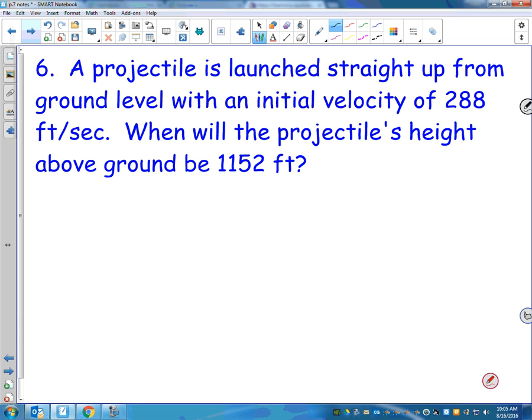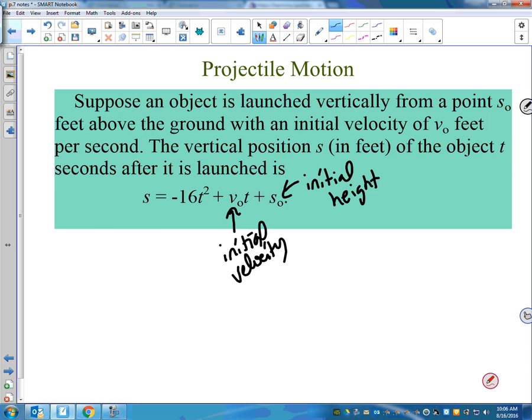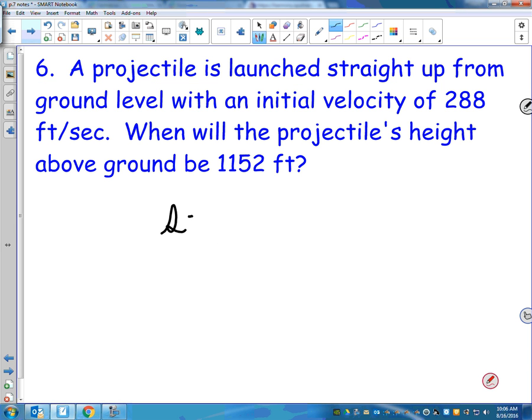So it says, a projectile is launched straight up from ground level with an initial velocity of 288 feet per second, when will the projectile's height above ground be 1,152 feet? Here's what I'll give you on the test. I will give you this equation: s equals negative 16 t squared plus v sub 0 t plus s sub 0. And I'll give you a problem like this. And you've got to be able to plug the numbers in, which I don't know that we're going to finish today, but we'll plug the numbers in and then we can start here tomorrow.